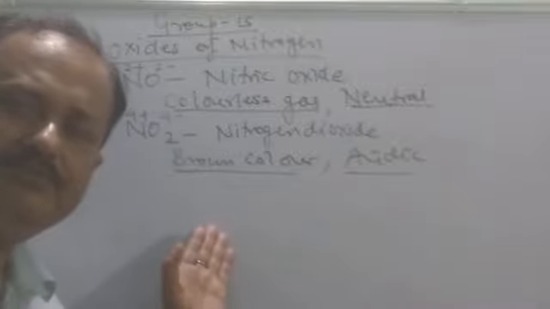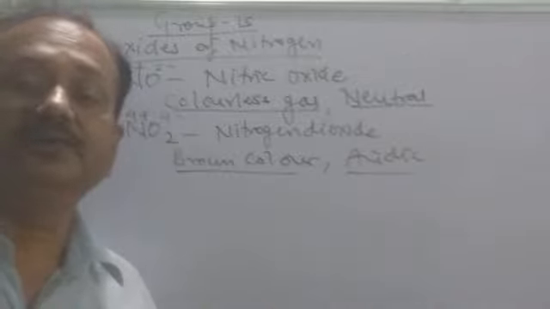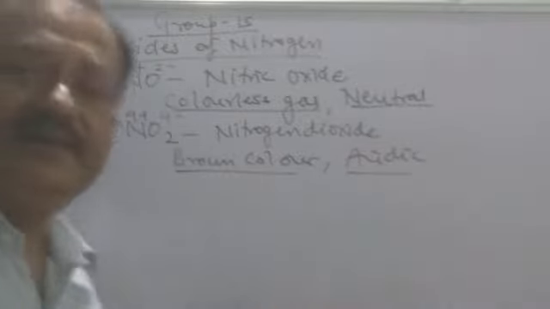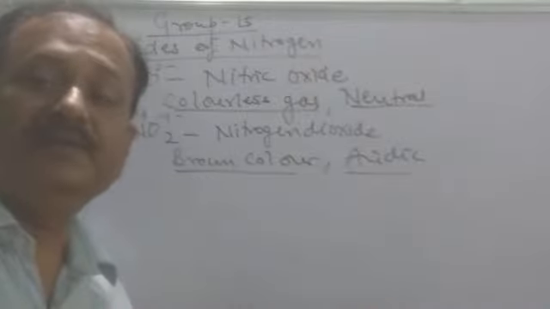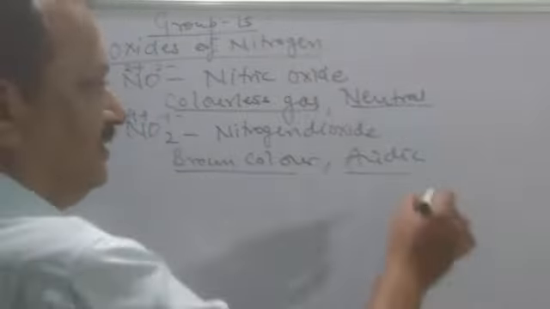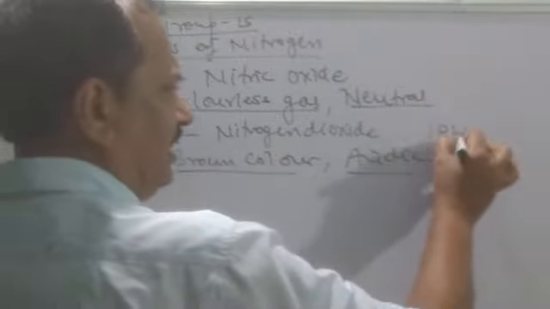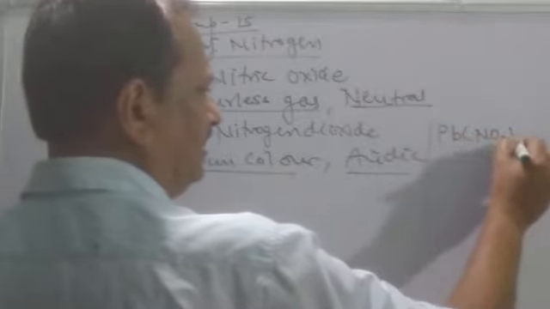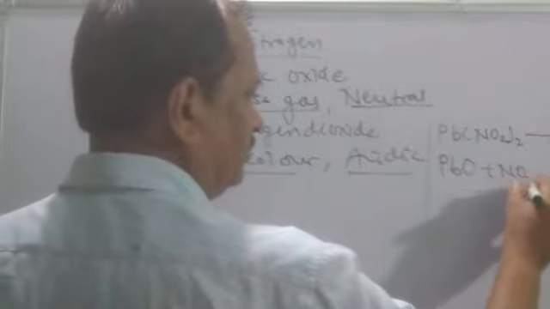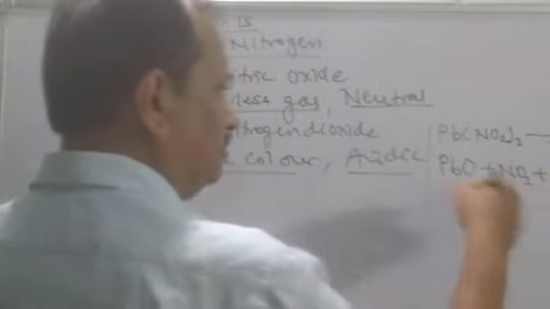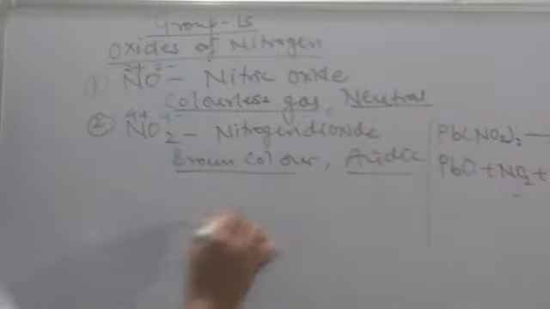And how is it obtained, or how is it produced? It is produced by the action of nitric acid on metals, or by the decomposition of nitrates. When any nitrate is decomposed, like if we take lead nitrate and heat it, then there is formation of lead oxide plus NO2 plus O2. So this is there, or it can be there.